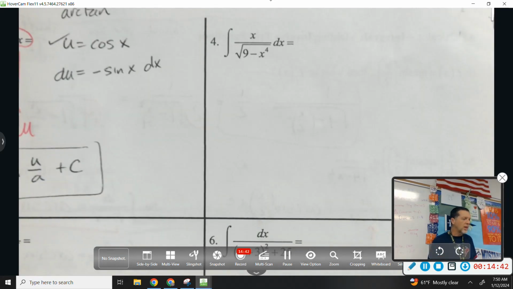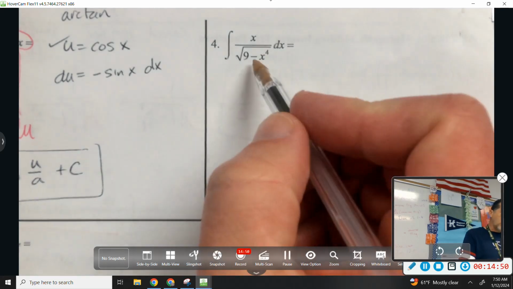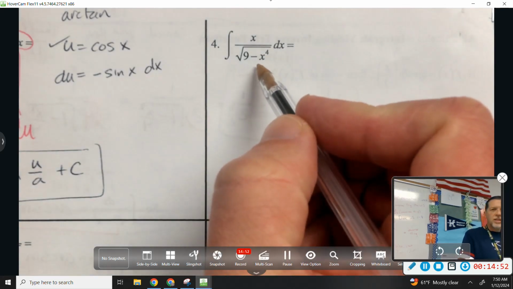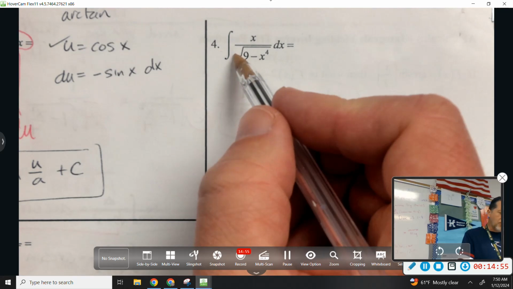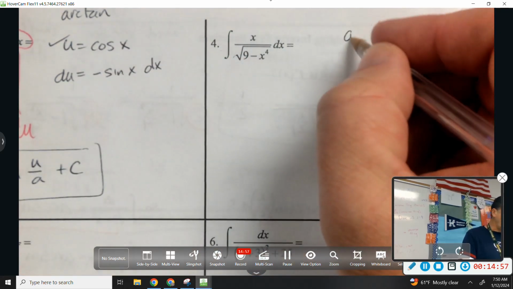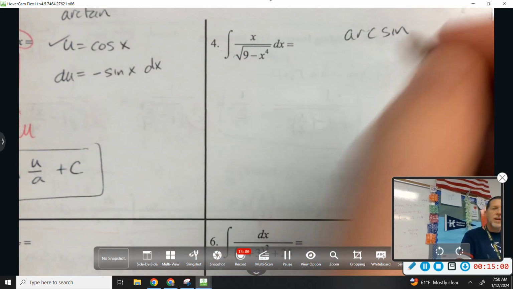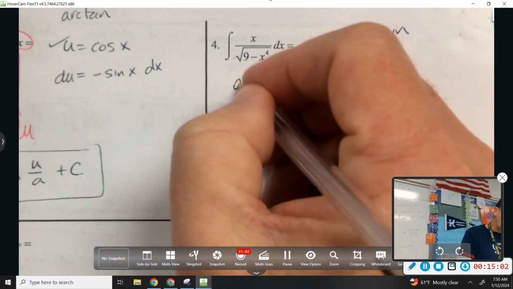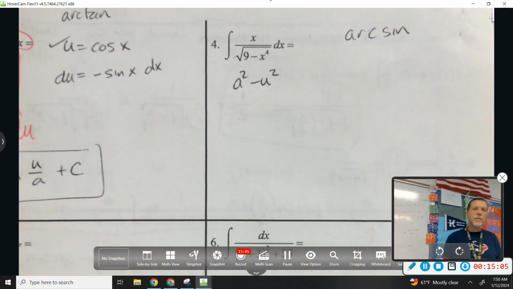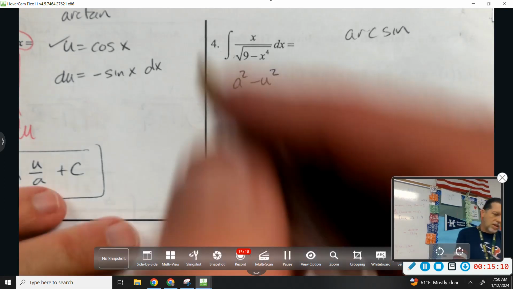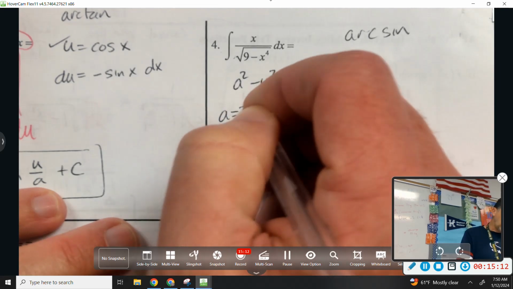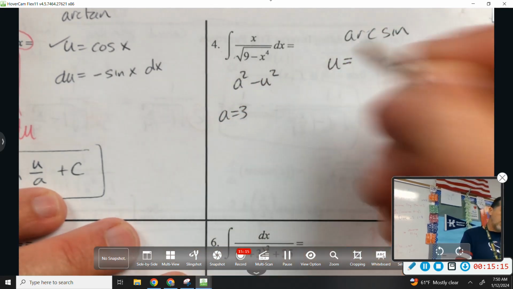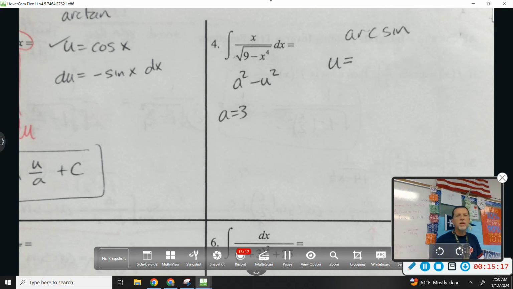What does number 4 look like? Arc... It's got a square root, but there's not an x out front. So I think arcsine is where we're headed. Arcsine has a squared minus u squared. That x in the top looks funny, but let's see what happens. So that means a needs to be 3. That's the easy part. What does u need to be?